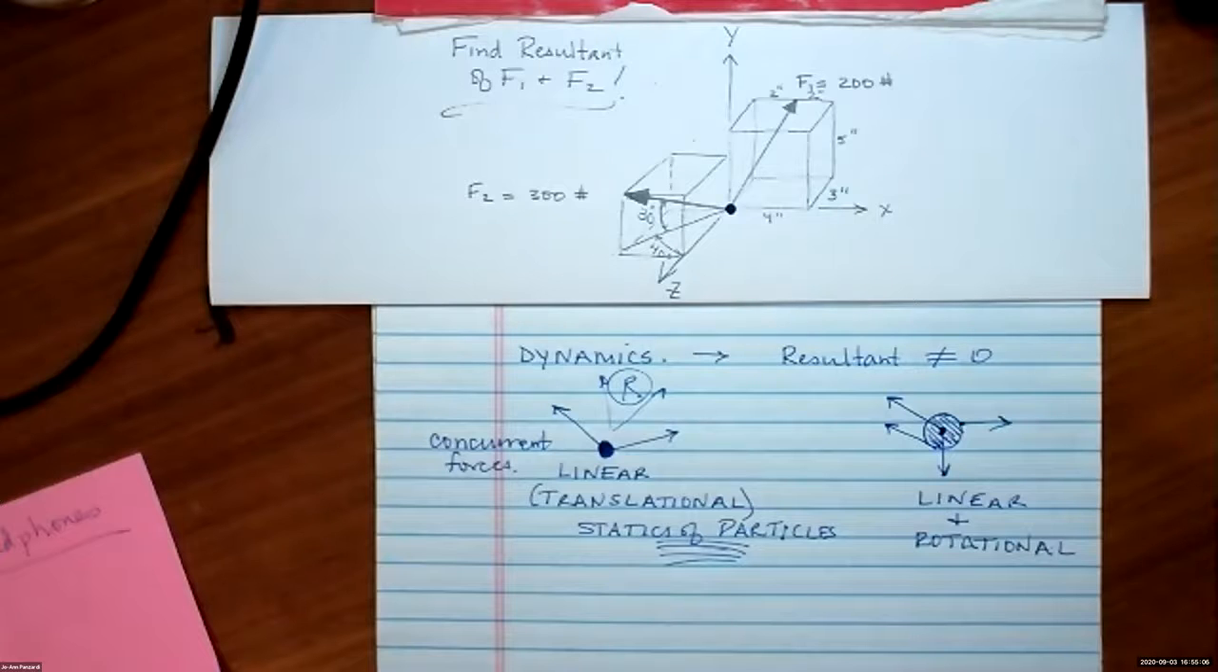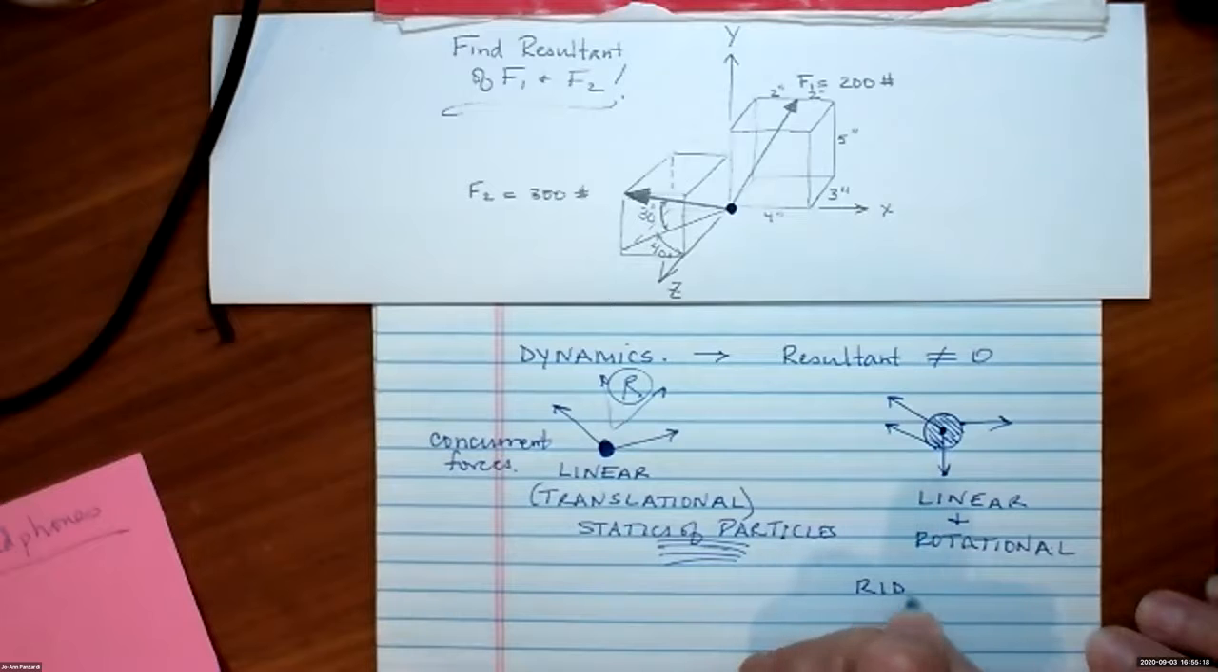Certainly, if all the forces add up to 0, there's no linear motion. But if the moments add up to a value, there's going to be rotation too. This is called rigid body statics.